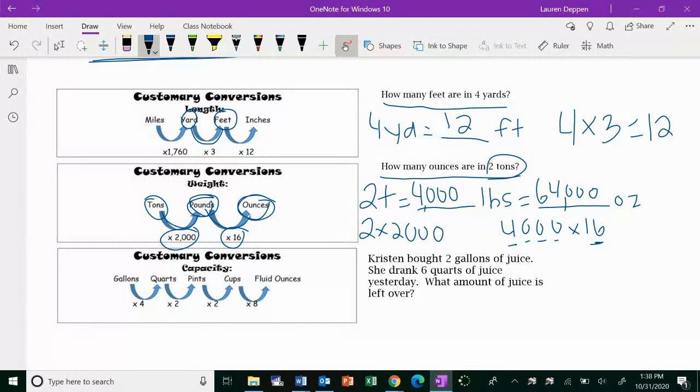Now, what if we have a word problem? Like, Kristen bought 2 gallons of juice. She drank 6 quarts of juice yesterday. What amount of juice is left over? We cannot add, subtract, multiply, or divide different units. So I want to go from my larger to smaller units. Quarts is smaller than gallons, so I'm going to change my 2 gallons to quarts.